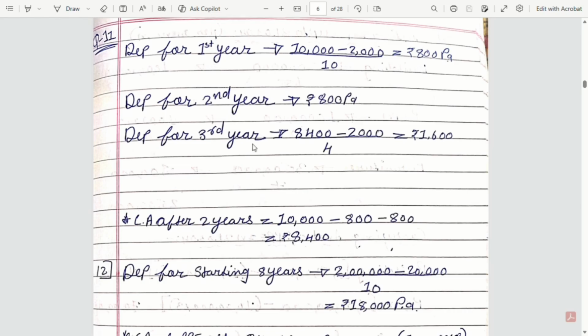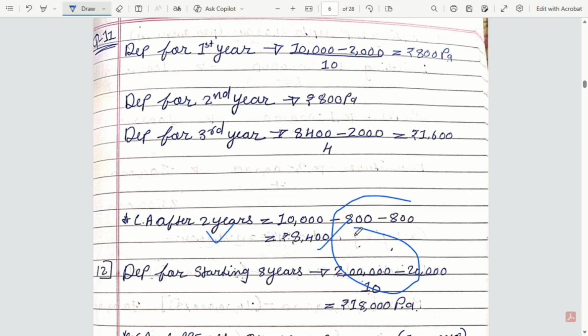Now for third year we are going to first calculate the carrying value. Carrying value after 2 years: we got the carrying value by reducing the depreciation of 2 years. We will take the carrying value, then we'll reduce residual value again and divide it by 4 years, because now the remaining useful life is only 4 years. So we got the depreciation for third year also.